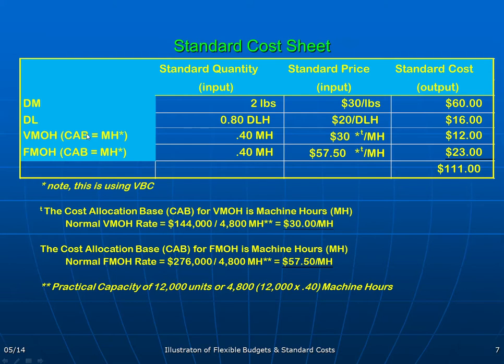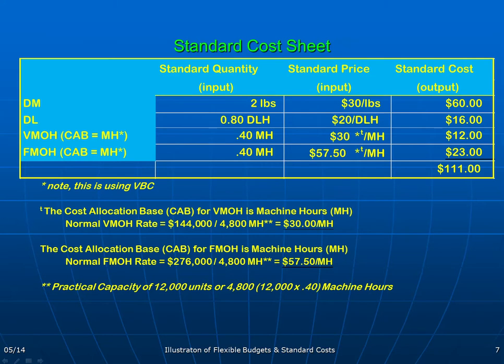In order to be allocated, we have to calculate an allocation rate. In order to calculate an allocation rate, we've got to answer two questions. Question number one, what's the cost allocation base? Well, in both of these cost pools, it's machine hours. Question number two, are we going to use actual costing or are we going to use normal costing? You will recall that normal costing means the use of budgeted numbers to calculate the allocation rate. Well, we're using budgeted numbers for everything now because we're doing standard costing.